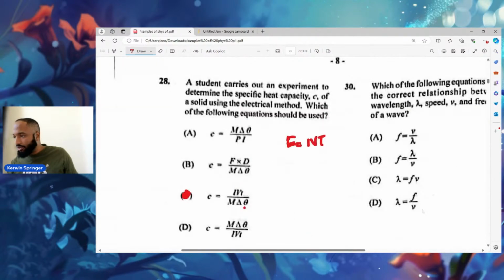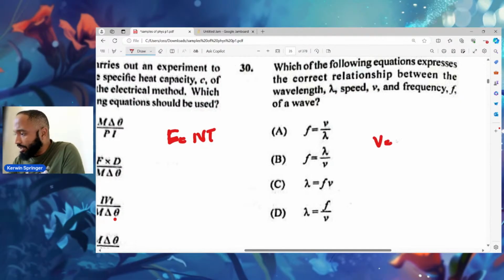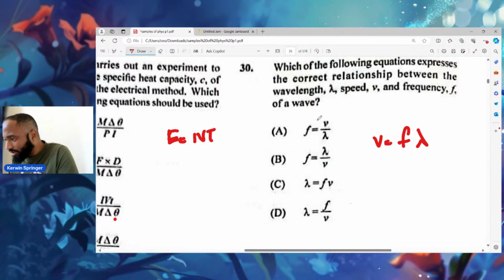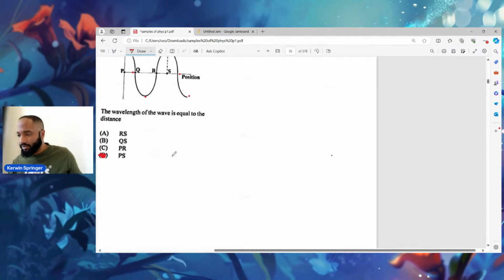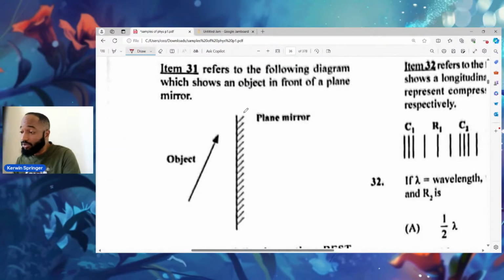Which of the following equations expresses the correct relationship between the wavelength, speed, and frequency? V is equal to F lambda. F is equal to V over lambda. Lambda is FV, lambda is F over V. F is equal to V over lambda. A. Wave speed is frequency by wavelength, known as the wave equation.